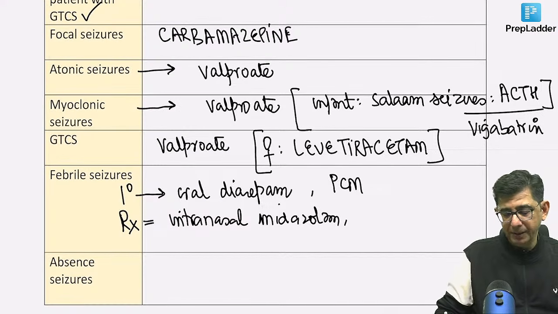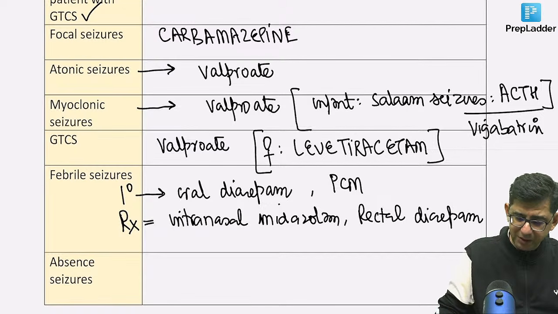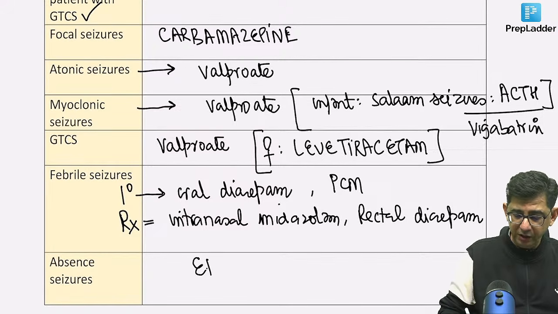Otherwise, for the treatment part, if the episode is there, rectal diazepam can be used in the patient, though it's going to be a little messy and unhygienic as well. And if it is absence seizures, then ethosuximide would be used for these patients.